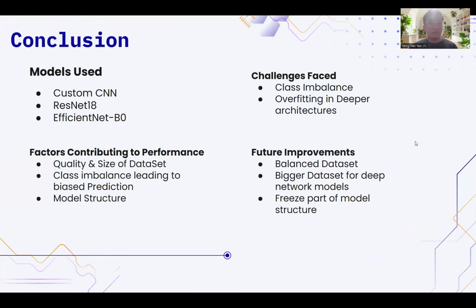Next page. So in this project, the three models that we use are custom CNN, ResNet 18, and EfficientNet B0 to perform facial expression classification. All of these models were evaluated with the same training setup and data augmentation pipeline to ensure a fair comparison. Next, I'll talk about the challenges that we faced.